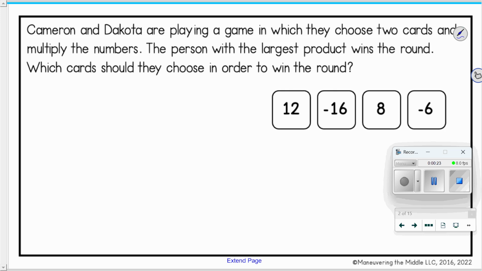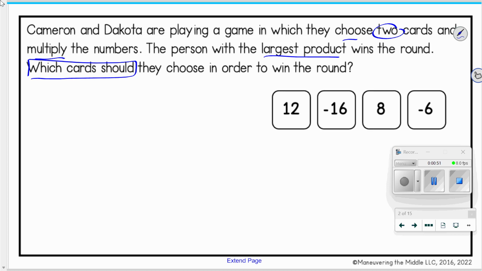We've got a thinking problem here for you. Try to do it by yourself and then compare your answers to those at your table. It's not a real long one, so I'll give you about 2 minutes to work this one through. On this one, they're playing a game in which they choose 2 cards and multiply the numbers. The person with the largest product wins the round. Which cards should they choose in order to win the round?